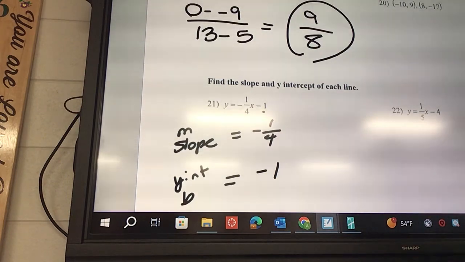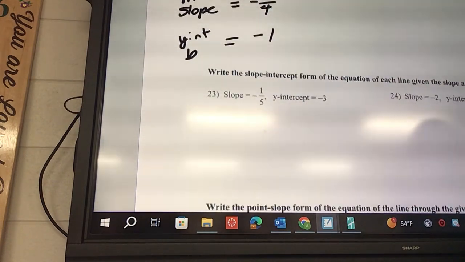Okay, 23, they want you to write it out in slope-intercept form. What's slope-intercept form?